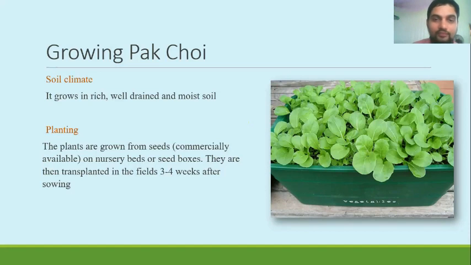Planting. The plants are usually grown from seeds, and the seeds are commercially available. You can purchase them and place them on nursery beds. So these are special beds that are prepared, and you place the seed on those nursery beds. The nursery beds are usually in shaded areas, or you can grow it in seed boxes as shown on the right. They are then transplanted in the fields about 3 to 4 weeks after you sow the seed. It means that after you plant the seed, 3 to 4 weeks afterwards, you can take that seedling out from where you planted originally, probably in a small box. You remove it from that box, and you transplant it on the bed in which you want it to fully develop.